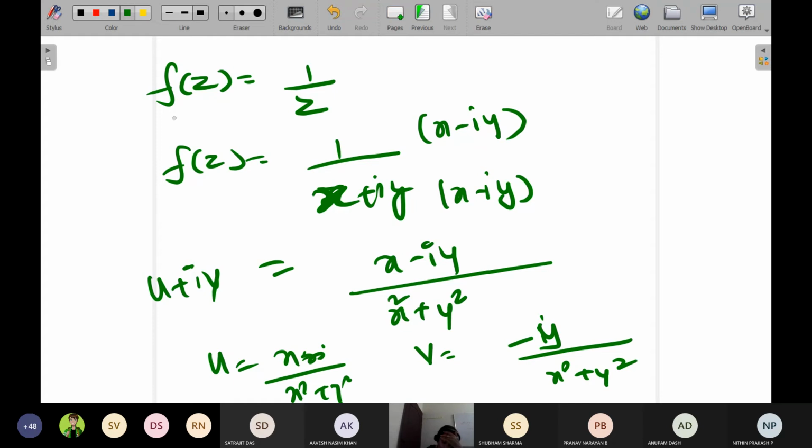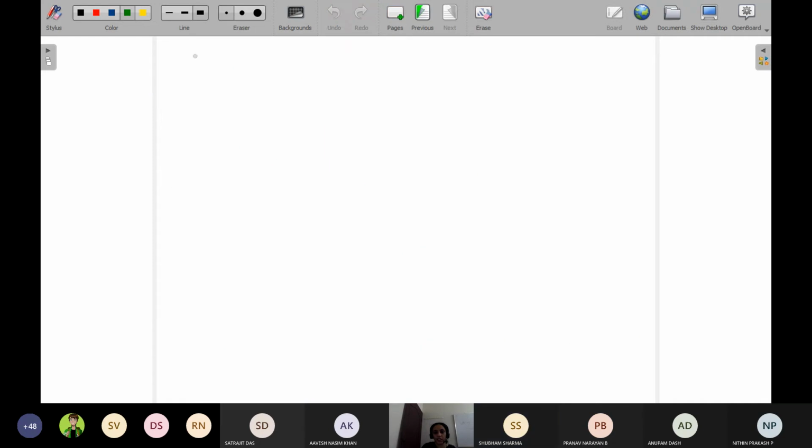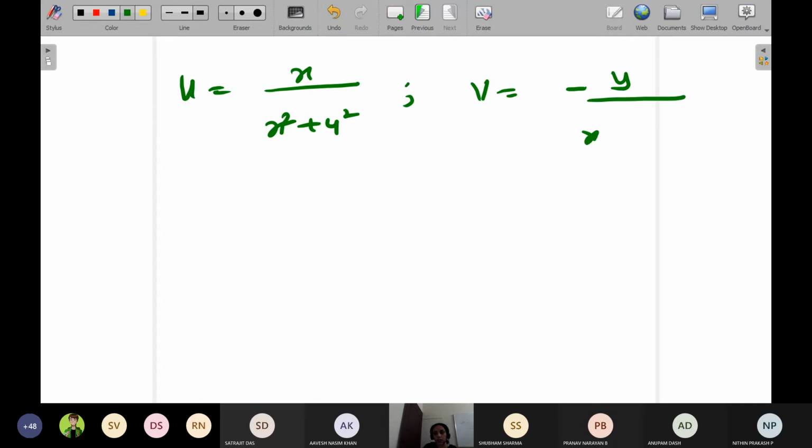It is not analytic. Let us check. U is x by x square plus y square, and V is minus y by x square plus y square. Now, once you find ux, let me check.